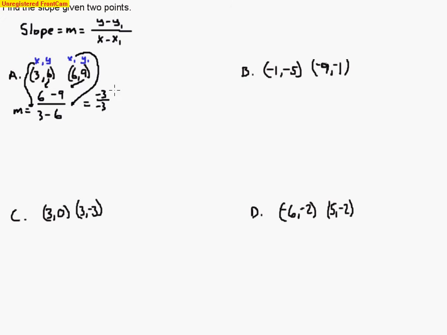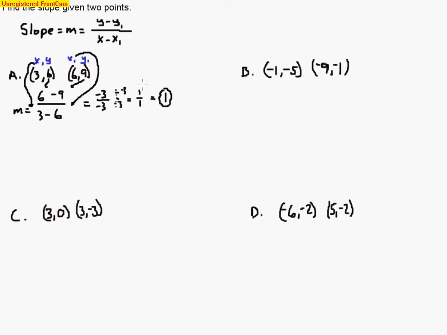So all I have to do now is reduce the fraction. I could take out a negative 3 from each of them. And then the answer becomes 1 over 1, which just has a slope of 1. So 1 is the slope.